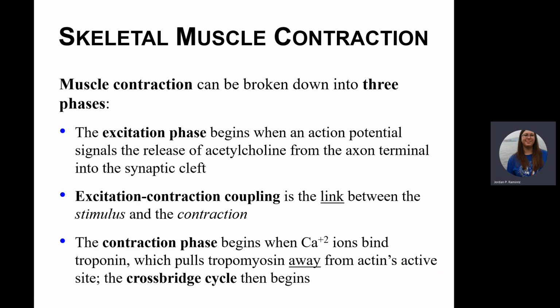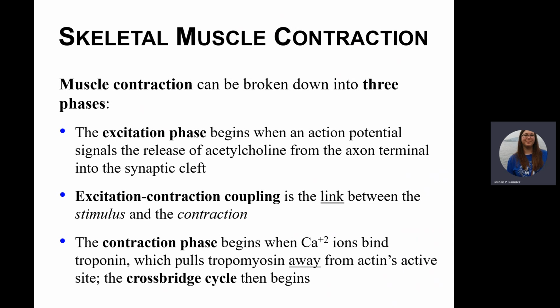All right, so muscle contraction can be broken down into 3 phases: the excitation phase, the excitation contraction coupling, and the contraction phase. The excitation phase begins when an action potential signals the release of acetylcholine from the axon terminal into the synaptic cleft. Essentially, it's your brain telling your muscle you need to move.